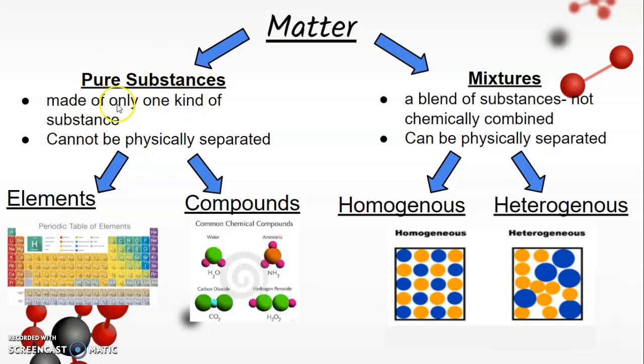We have pure substances. It's only made of one kind of thing and it can't be physically separated. Those are the two important things to remember about pure substances. It's one kind of thing. Versus mixtures, which are a blend of substances, so it's multiple types of things, and they are not chemically combined, so they can be physically separated. Physically as in through evaporation or filtering or things like that. So mixtures are like multiple things put together, and pure substances are like one kind of thing. And then we'll break those down further.